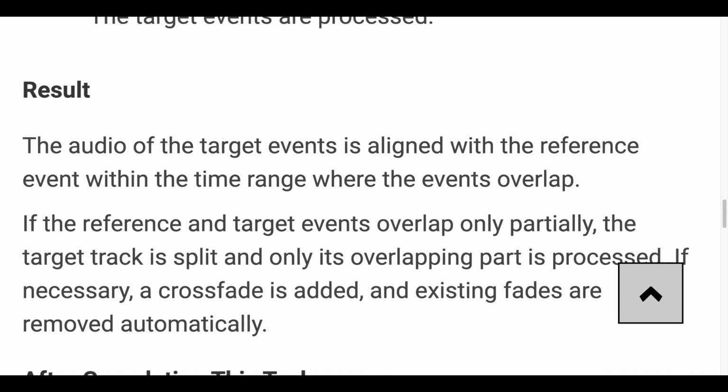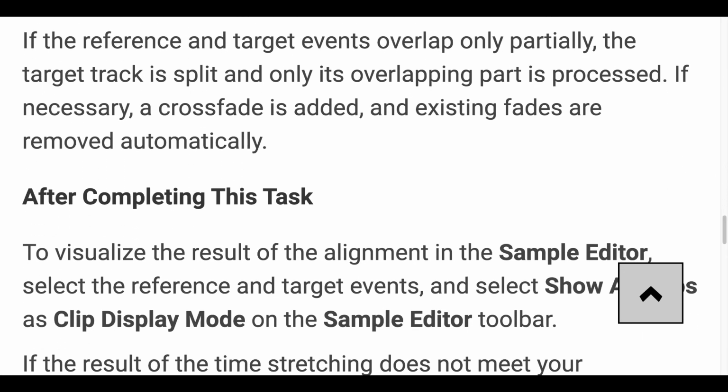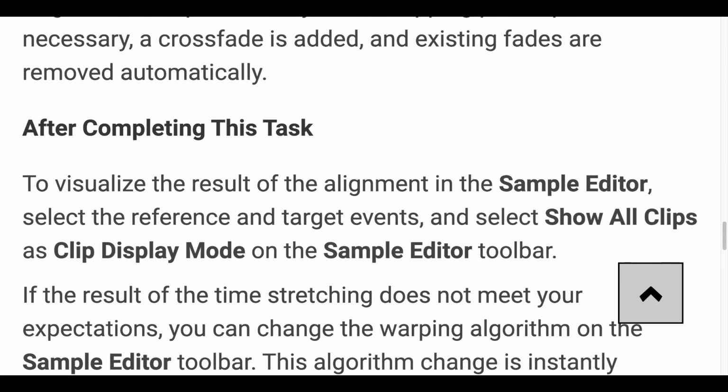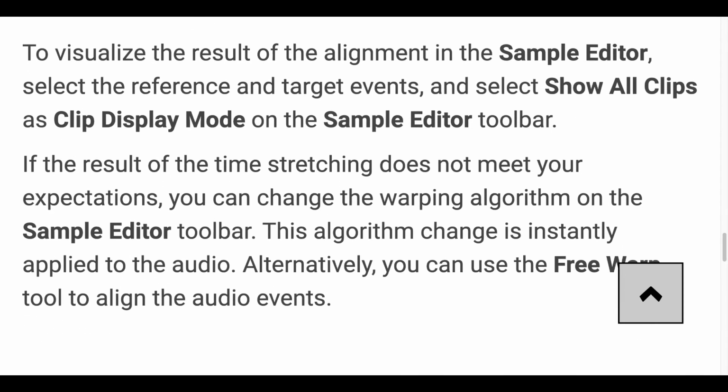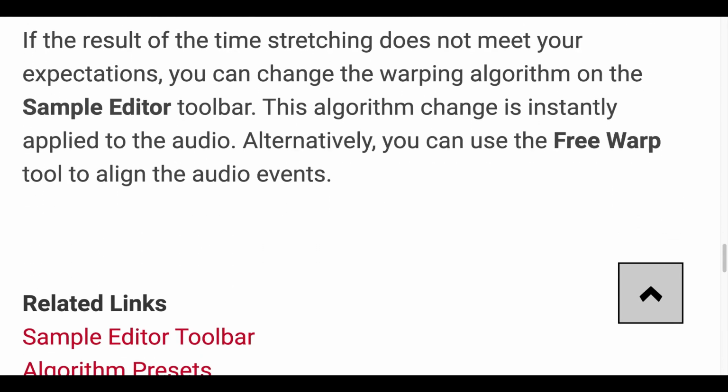Result: the audio of the target events is aligned with the reference event within the time range where the events overlap. If the reference and target events overlap only partially, the target track is split and only its overlapping part is processed. If necessary, a crossfade is added and existing fades are removed automatically. After completing this task, to visualize the result of the alignment in the sample editor, select the reference and target events and select Show All Clips as Clip Display Mode on the sample editor toolbar. If the result of the time stretching does not meet your expectations, you can change the warping algorithm on the sample editor toolbar.